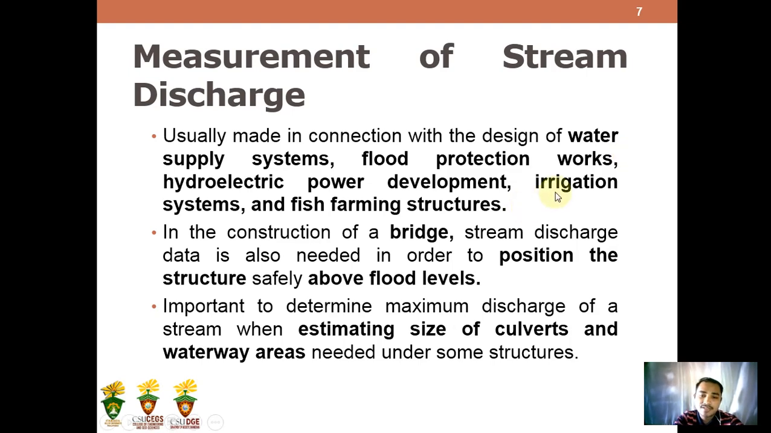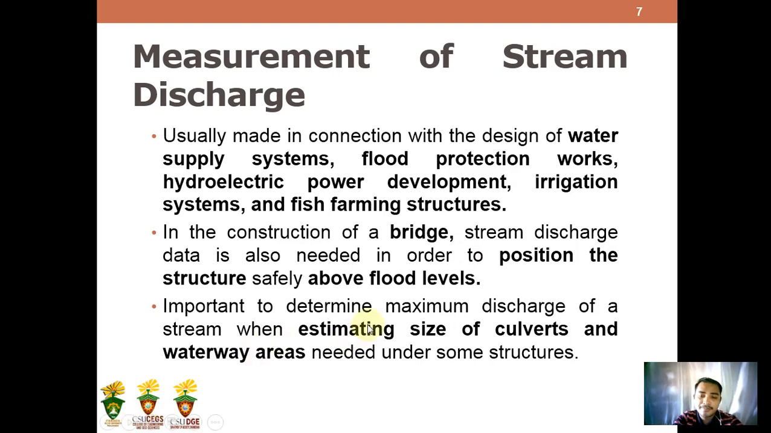Also for irrigation systems, the data on the discharge of a specific stream is essential for designing the irrigation system. And in connection, for the construction of a bridge, stream discharge is needed in order to position the structure safely above flood levels. That is easy to understand for a bridge, of course we need to determine the discharge of the specific stream or river.